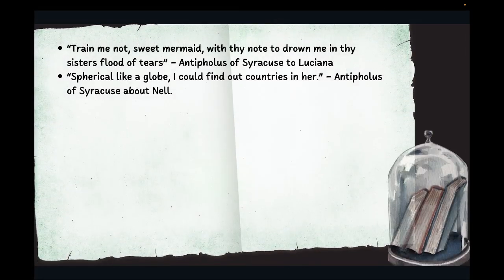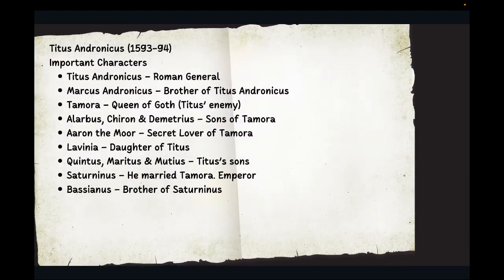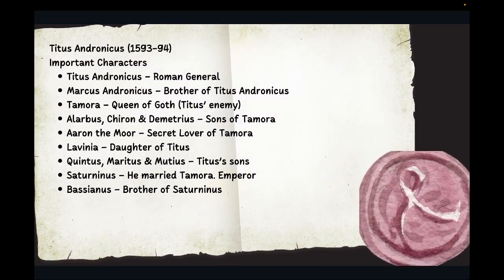"Train me not, sweet mermaid, with thy note to drown me in thy sister's flood of tears." Antipholus of Syracuse to Luciana. "Spherical like a globe, I could find out countries in her." Antipholus of Syracuse about Nell. So these are some interesting quotes from the play.